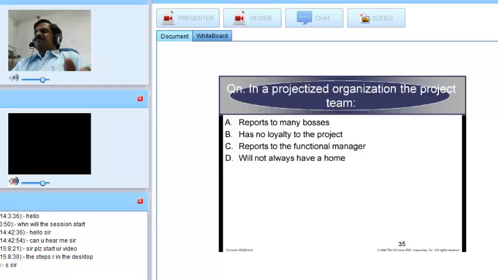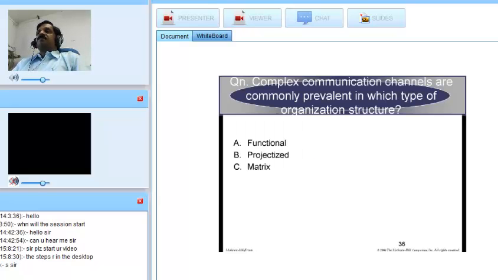And the team members will not have a permanent home, because they'll be in project A for some time, and when the project is over, they will move on to project B, project C, etc. So they may not have a permanent home. And these are some of the disadvantages of a projectized organization. And the most complex part of an organization structure is probably the projectized, because of the disadvantages and the details we discussed.